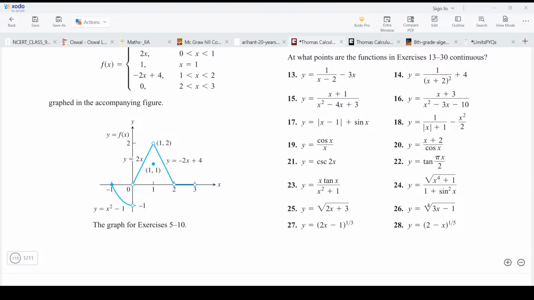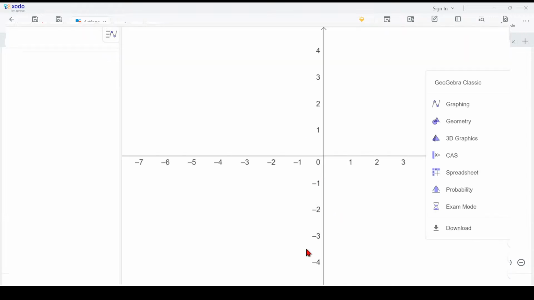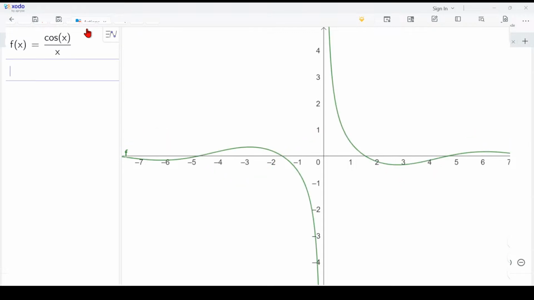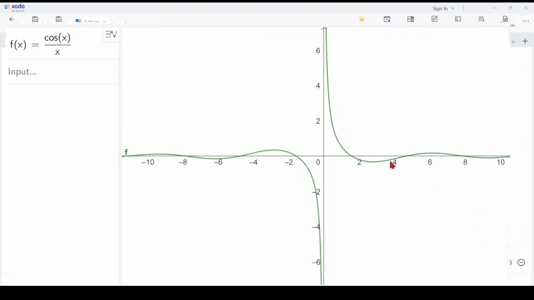Okay, I'll show you the graph also. One second. Can you see my screen, Mark? Yes, sir. Cos x by x. See what is happening? Breaking at 0. Why is it breaking at 0?